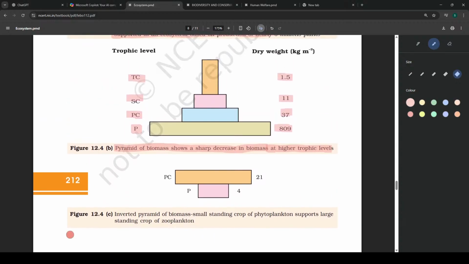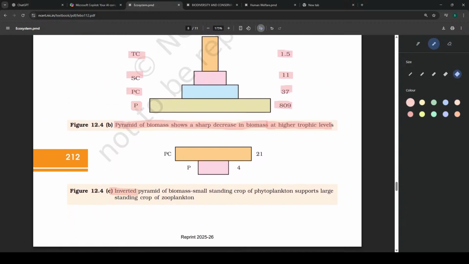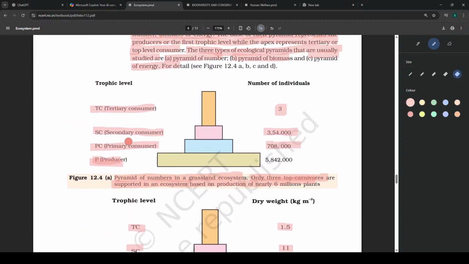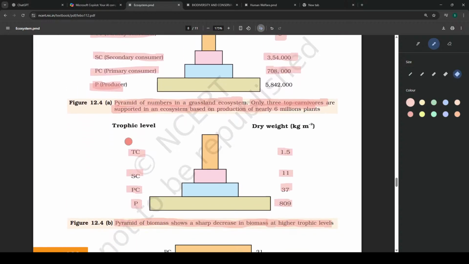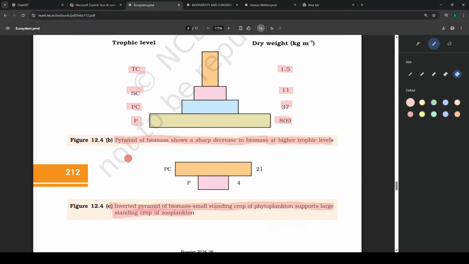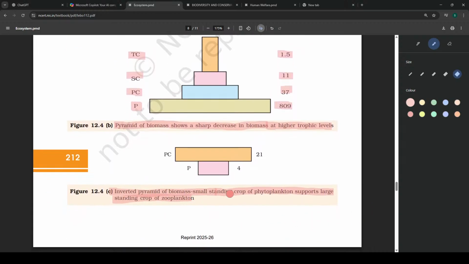And we see a peculiar example here. It's an inverted pyramid of biomass, a small standing crop of phytoplankton. It supports a large standing crop of zooplankton. Okay, till here we understood that because there will be an energy loss, the pyramid will be getting narrower at the top. So, considering all that, why is the pyramid inverted? This is a pyramid of phytoplankton and zooplankton. This is a sea pyramid, based on a sea ecosystem.